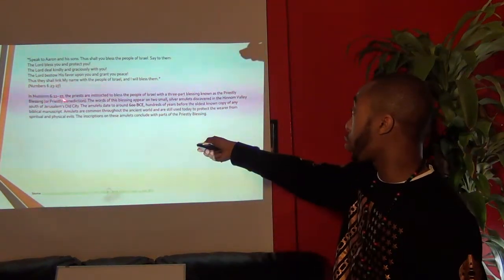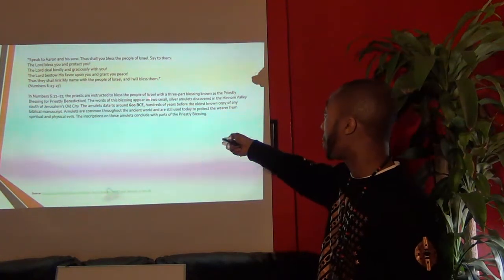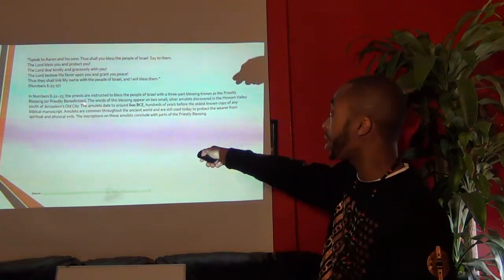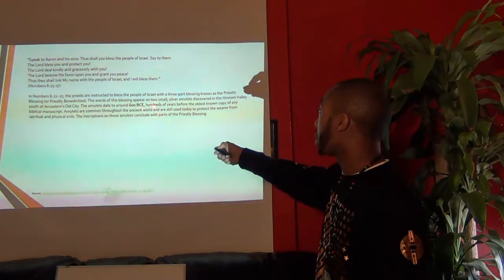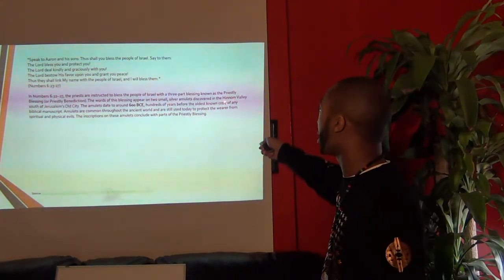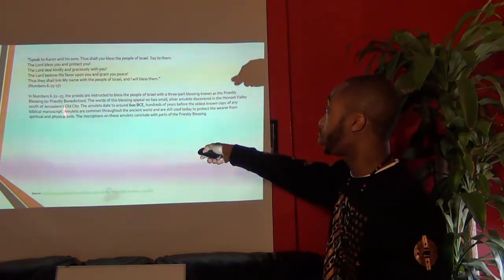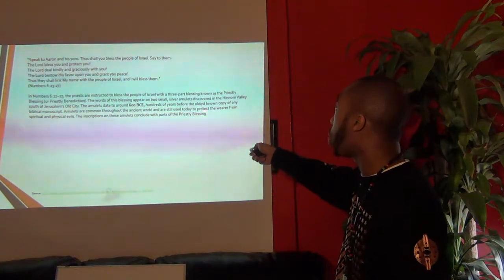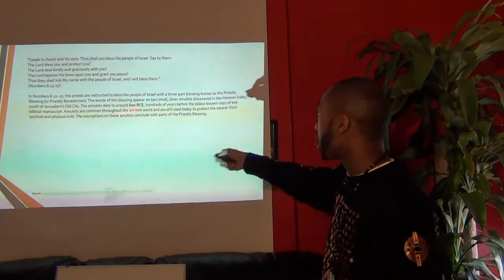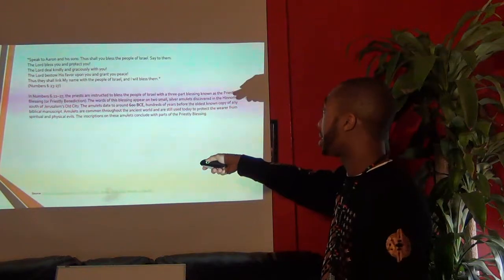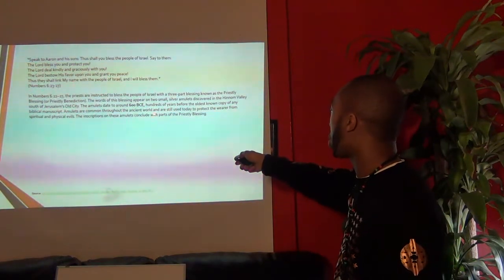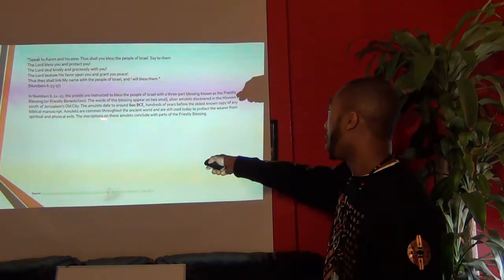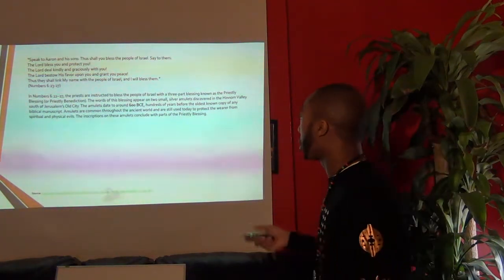In Numbers 6:22 to 27, the priests were instructed to bless the people of Israel with a three-part blessing known as the priestly blessing or the priestly benediction. The words of this blessing appear on two small silver amulets discovered in the Hinnom Valley south of Jerusalem's old city. The amulets date to around 600 BCE, hundreds of years before the oldest known copy of any biblical manuscript that we have presently today. Amulets are common throughout the ancient world and are still used today to protect the wearer from spiritual and physical evils. The inscriptions on these amulets conclude with parts of the priestly blessing.